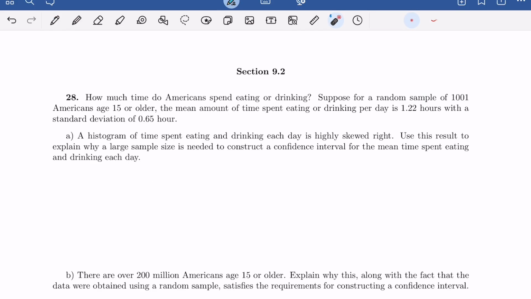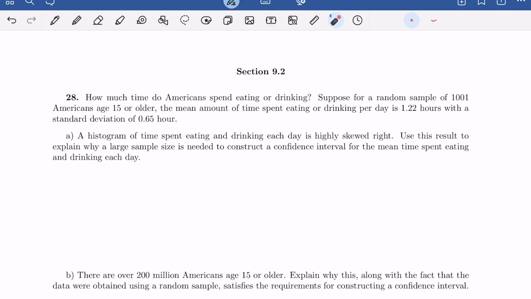All right, so in section 9.2, we are going to be estimating a population mean. We are going to look at the t-distribution, determining t-values, and then constructing and interpreting a confidence interval for the population mean. So that's how we're going to estimate it. So let's look at question 28 here.